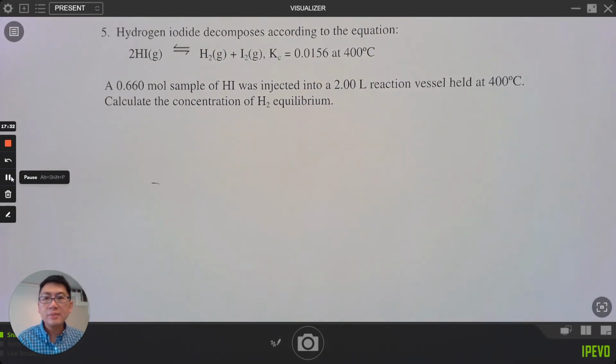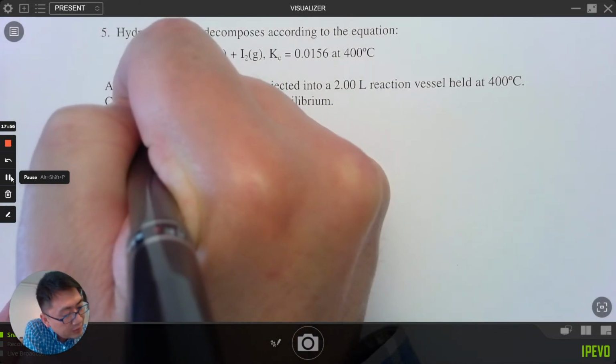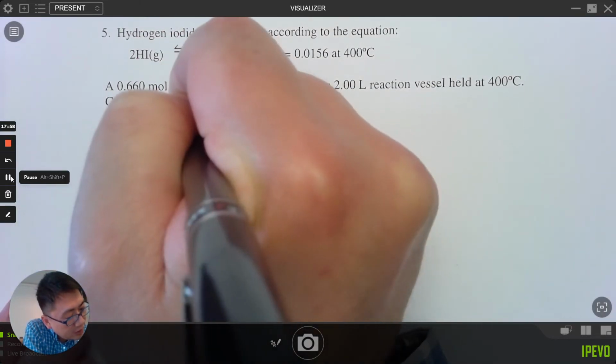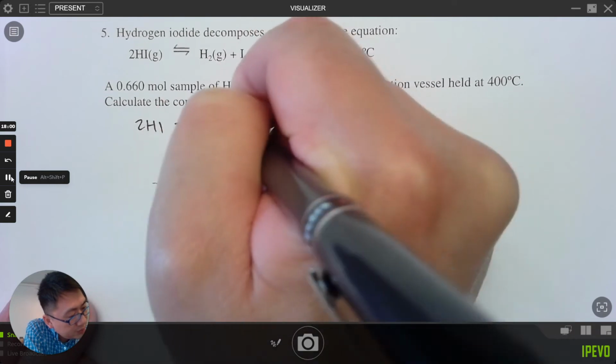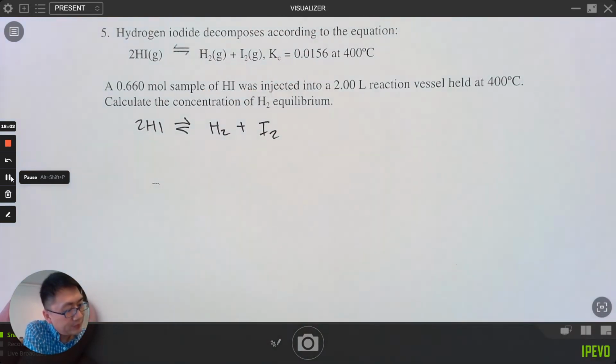Okay. Next one, number 5. Question number 5 says hydrogen iodide decomposes according to that equation. And 0.66 moles of a sample of hydrogen iodide is injected into a 2-liter vessel at 400 degrees Celsius. Calculate the concentration of H2 at equilibrium. Yet another ICE problem. So let's copy that down. 2HI makes H2 and I2.